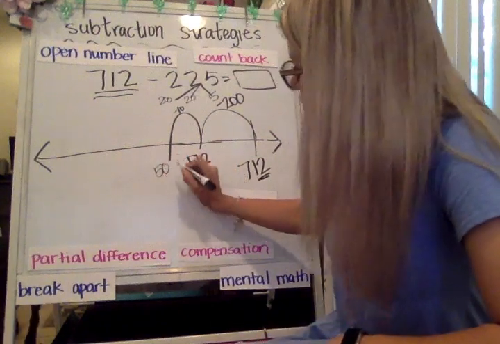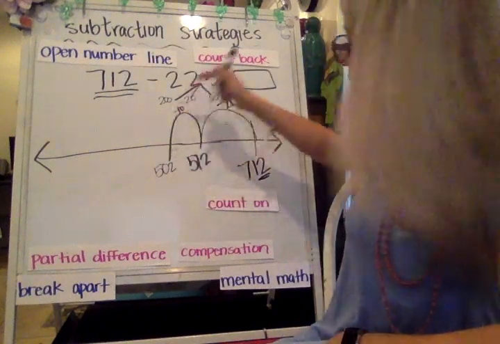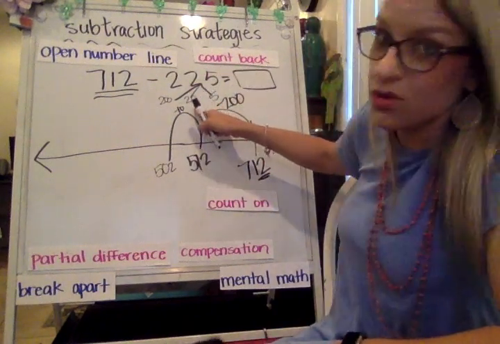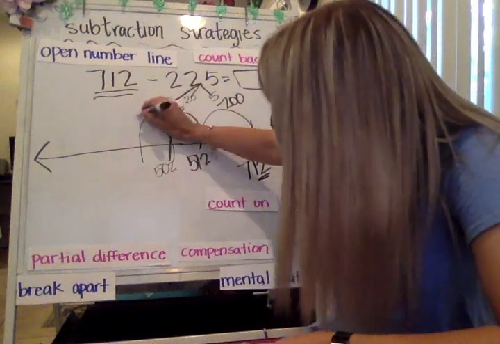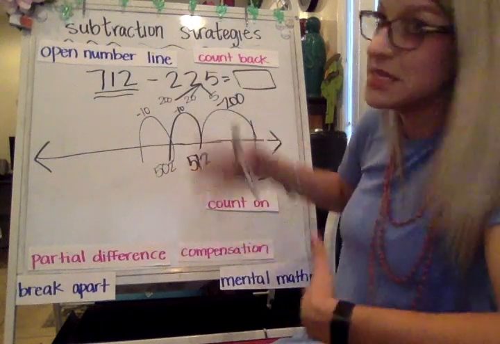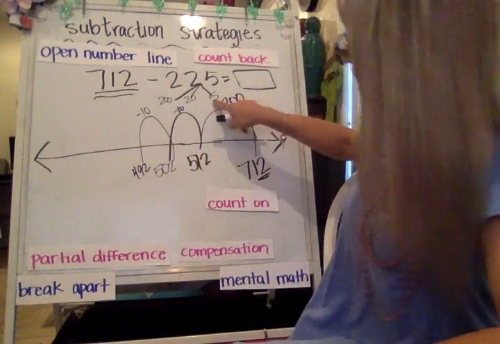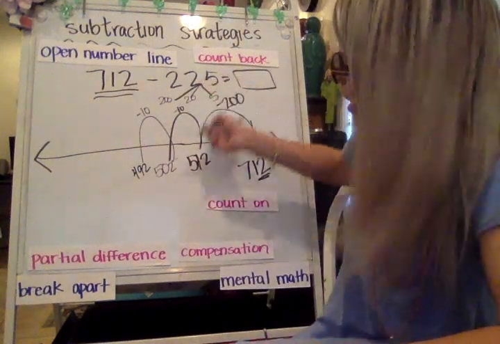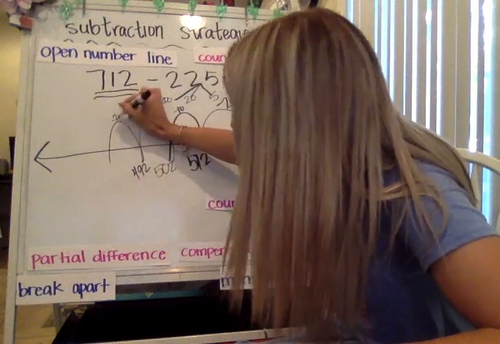So I've got 502, and I took away a 10. And I need to take away a total of 2 tens. I'm taking away 20. So I'm going to do another bounce back of 10. So 502, take away 10 is 492. Now I've got to take away 5. 492, I'm going to do a small jump of 2.